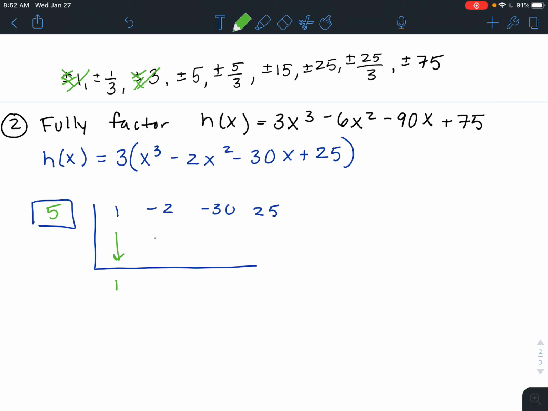Okay, so 5. 5 times 1 is 5. Adding gives me 3. It's going to give me 15. It's going to give me -15. It's going to give me -75. Okay, that's not going to work. +5 is out.